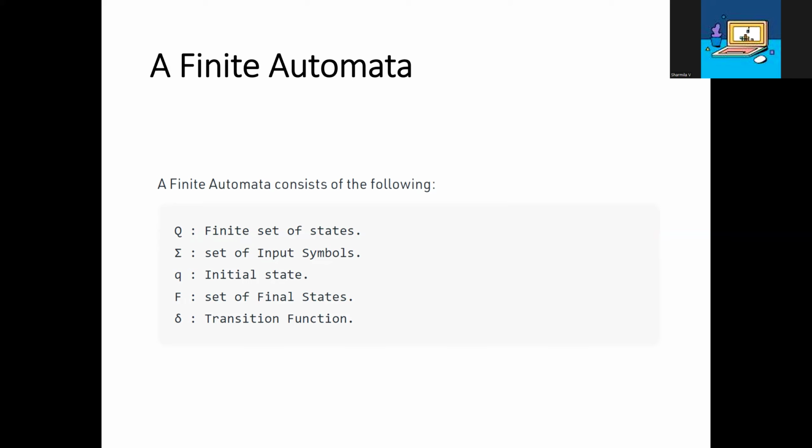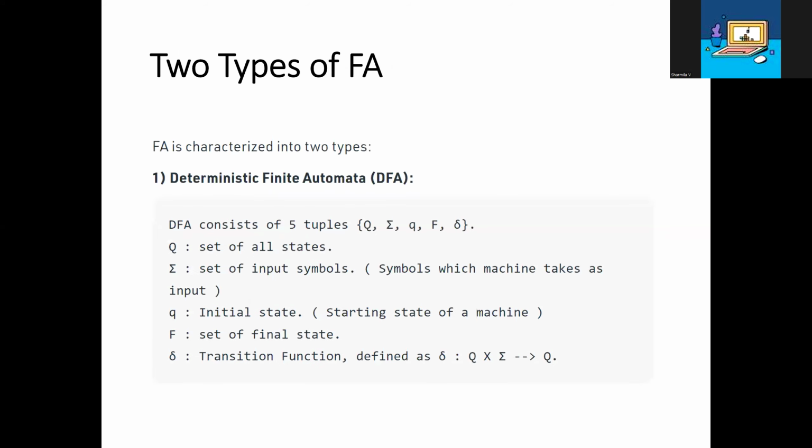Del is the transition function. Transition function means, from which state, if you give the element A as an input, to which state it moves. Those rules come under the transition function del. So there are two types of finite automata: one is DFA, another one is NFA, deterministic finite automata and non-deterministic finite automata. First, we're going to discuss deterministic finite automata.